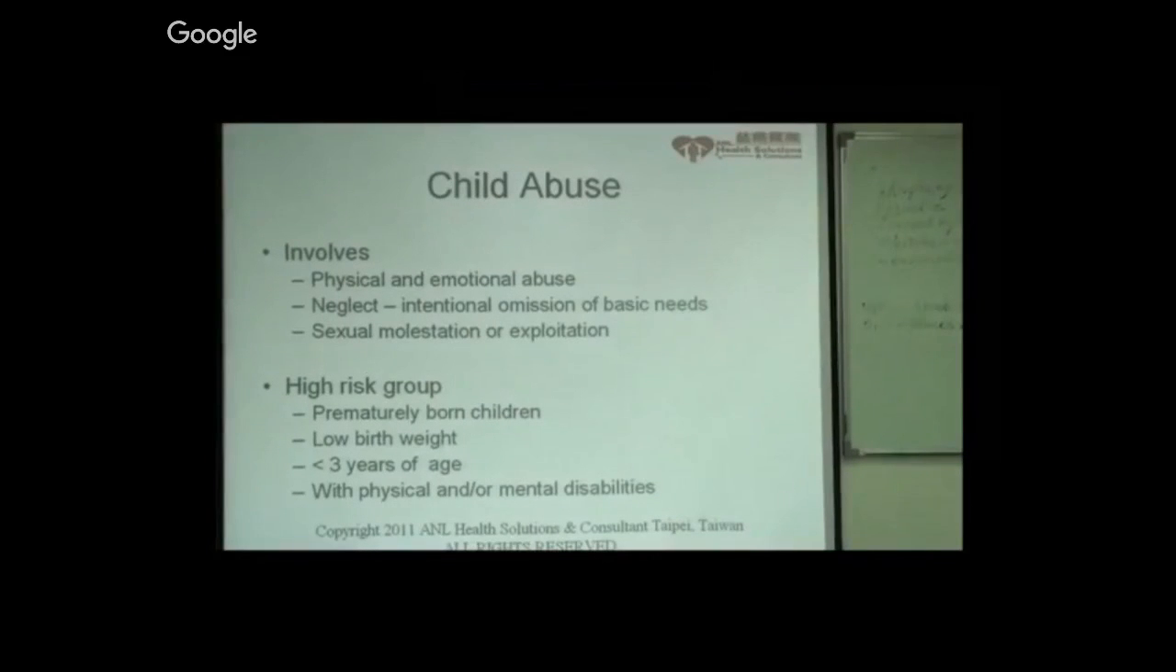Let's go first to child abuse. So what do we mean by child abuse? This includes physical abuse, so you hurt your child. Emotional abuse, you shout at your child. Neglect means intentional omission of basic needs. So if you don't give the basic needs of the child, that is neglect.